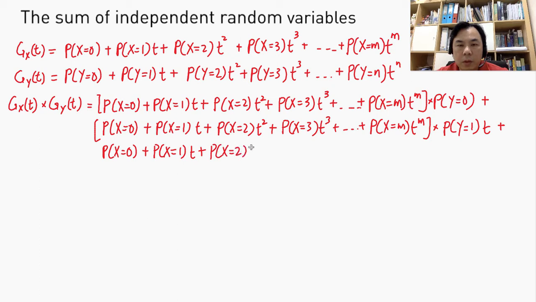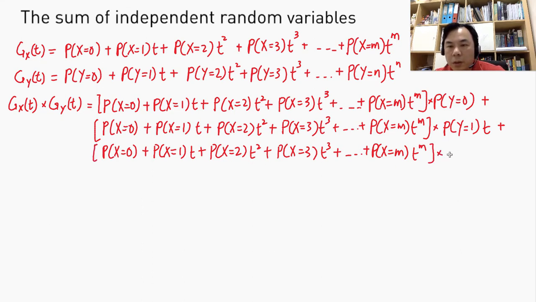Now, writing out this one really requires patience. All right, now that will be the third expansion. We will have P(Y=2) times t squared. And then, of course, we're going to add all this up until we have this.